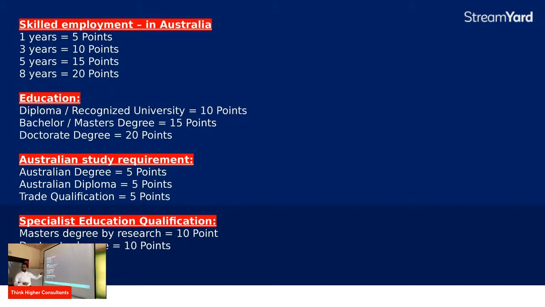Now for the Australian study requirement, the basic requirement is to meet 92 weeks of study. That is generally 2 years. So 2 years of study is mandatory, and if you study 2 years you will get additional 5 points.